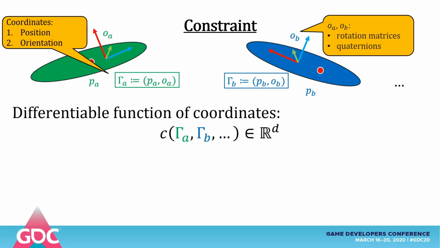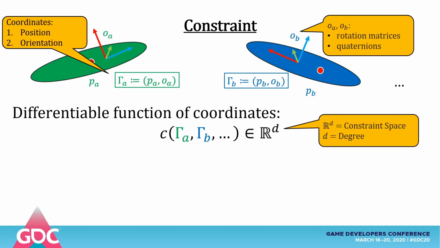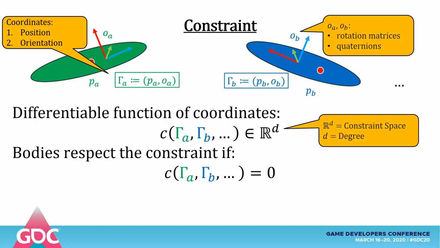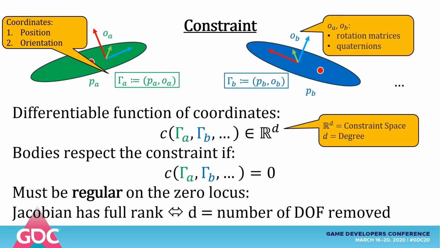Then a constraint between these bodies is a differentiable function of the coordinates into a vector space of an arbitrary dimension d. This vector space is called the constraint space, and its dimension is called the degree of the constraint. We say that the bodies respect the constraint if the constraint function vanishes at their coordinates. The function must have an additional property. It must be regular on the zero locus. That is, the Jacobian has full rank, or equivalently, d is the number of degrees of freedom removed by the constraint.